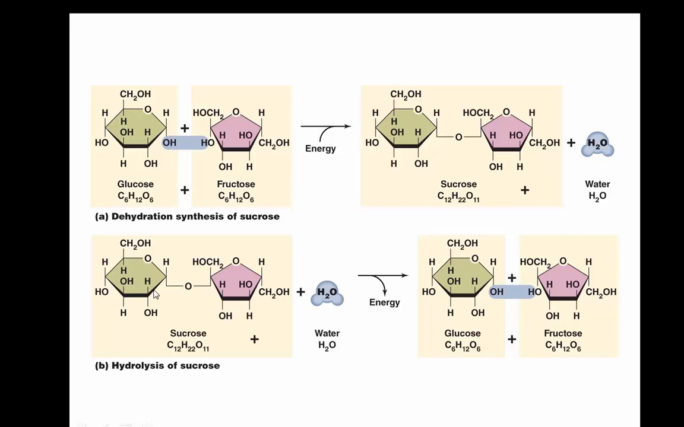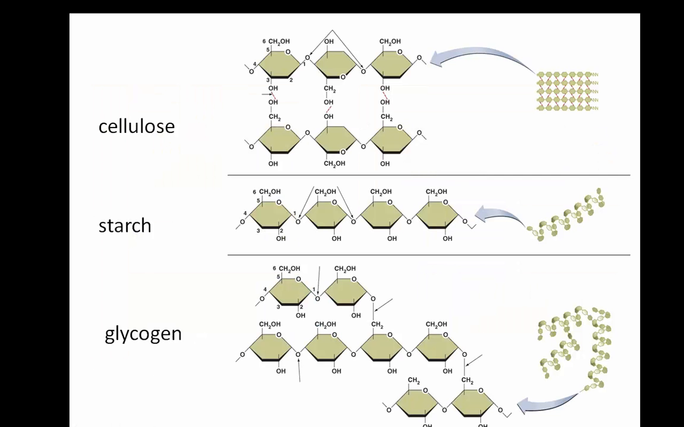If we reverse that, we want to break this bond, we have to have water, because then we make back the glucose and the fructose by using the hydroxyl from the water and the hydrogen from the water to turn them back into their individual monosaccharides.